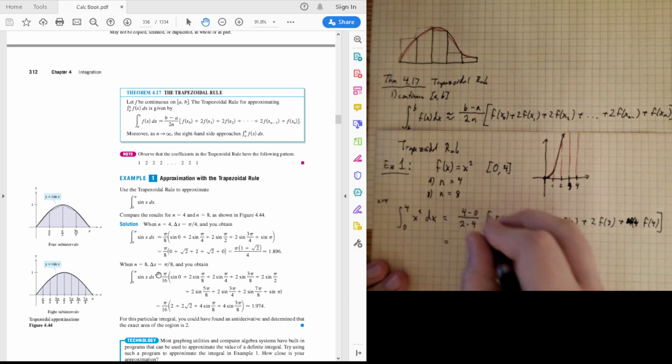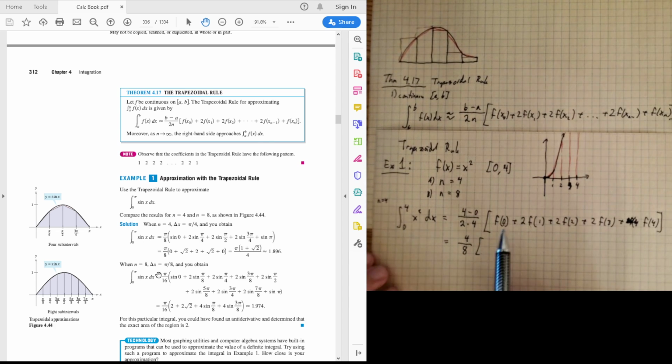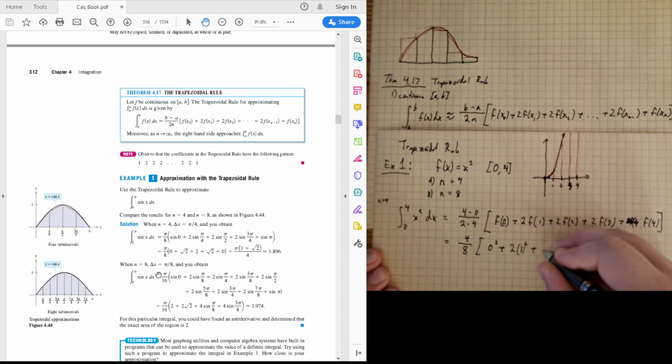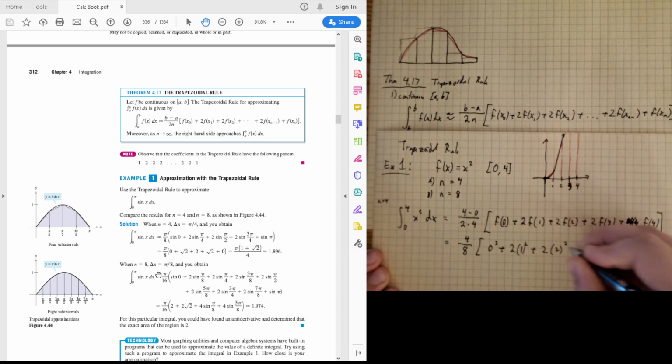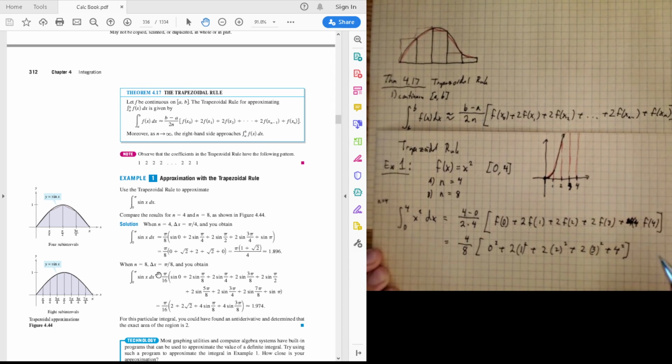Let's actually do this. 4 minus 0 is 4. 2 times 4 is 8. We'll simplify that in a second. Okay, f of 0. Well, I plug 0 into my original function. My original function is f of x equals x squared. Plug in 0, 0 squared, plus 2 times 1 squared plus 2 times 2 squared plus 2 times 3 squared plus 4 squared. Remember, your last term is just a singular. All the other ones are doubled.